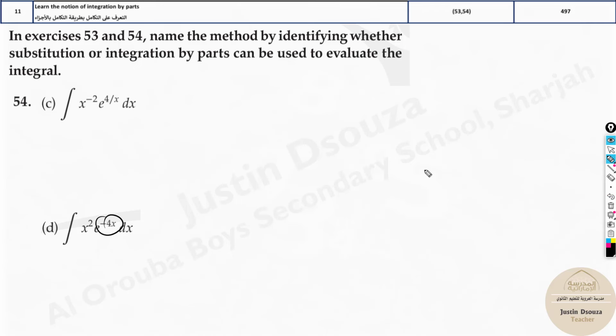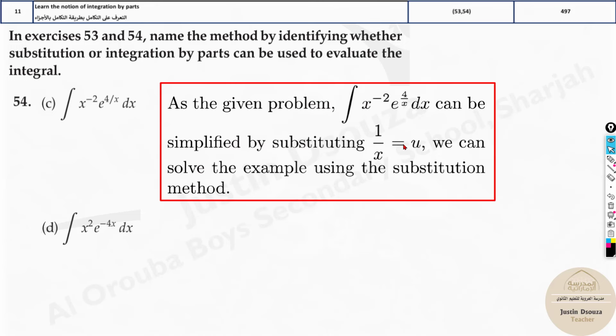Whereas over here, look at this. Minus 4x, the derivative will be minus 4. There is no way you can get this variable. No, it's not possible at all. So if you can substitute this u and get this similar thing, it cancels off. You can do u substitution over here.